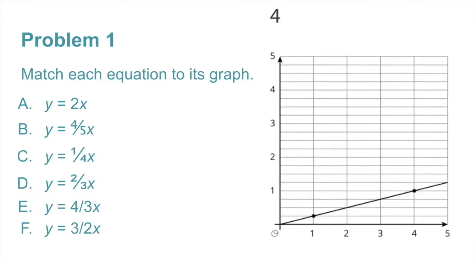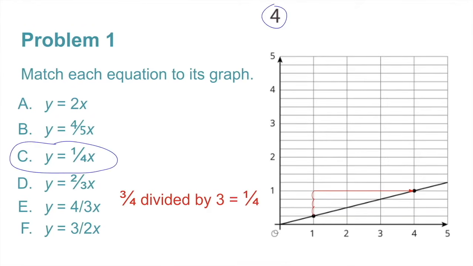The fourth graph. Going up, the units are divided into 4. Here's a rise of 1/4, 2/4, and 3/4. So the rise is 3/4 and the run is 3. With a rise of 3/4 and a run of 3, that's the same thing as 3/4 divided by 3. And 3/4 divided by 3 is 1/4. I would select C. Y equals 1/4 x.